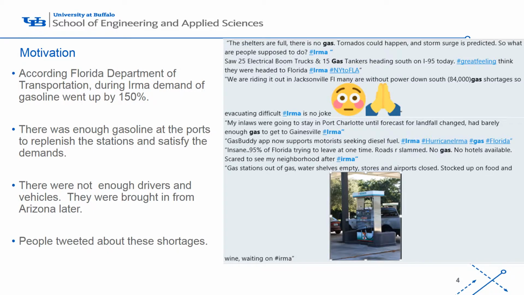The focus of our work is on tweets and how we can use tweet data. People did tweet about these shortages, and you can see that the tweets are of different types. For example, one says the shelters are full, there is no gas. So the task is to take these tweets and mine them and figure out which ones relate to gasoline shortage.